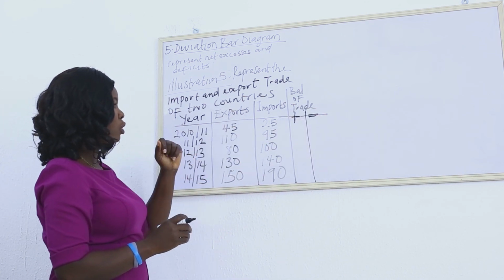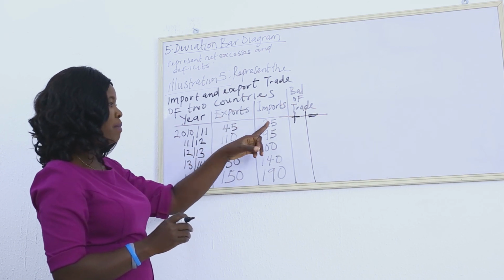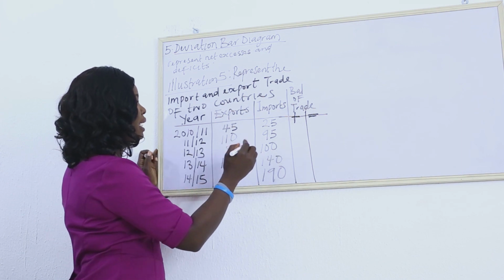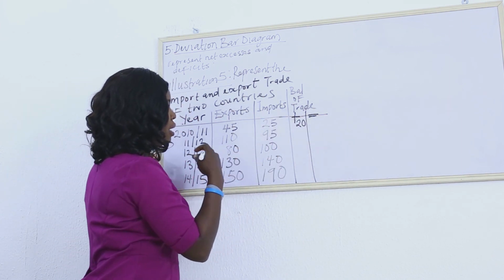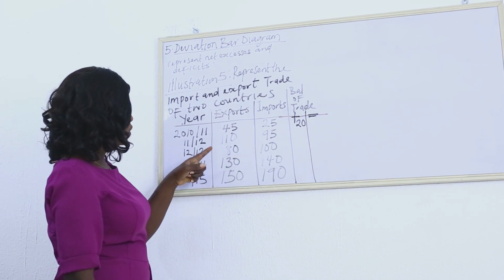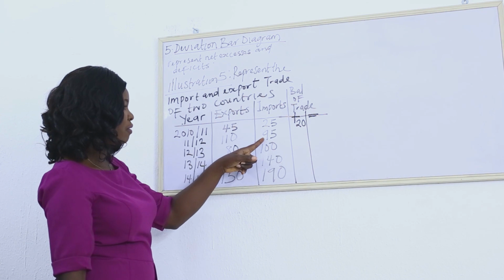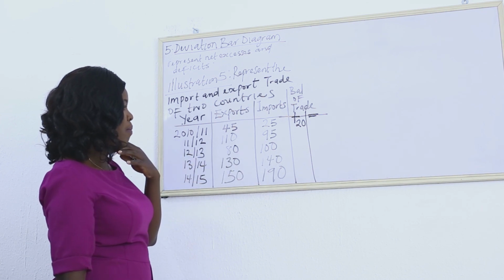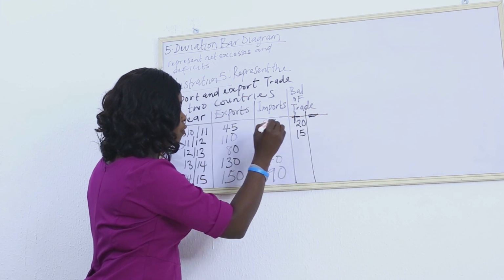So for the first one, our export is 45. 45 minus 25, what do we have? That is 20. So it means we have a surplus of 20. For the second year, we have 110 minus 95, that will give us 15. It's also a surplus of 15.